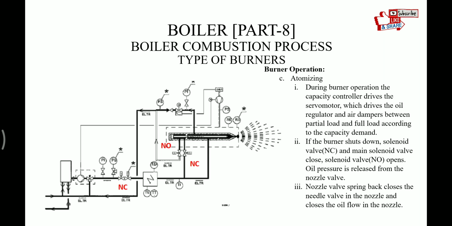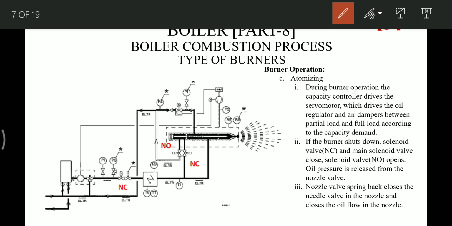If the burner shuts down, the solenoid valve which is normally closed and the main solenoid valve close, this valve and this valve, they both get closed. The solenoid valve which is normally open opens, and this valve gets open. Oil pressure is released from the nozzle valve. The oil pressure which is there gets released when the boiler is shut down. The nozzle valve spring back closes the needle valve in the nozzle and closes the oil flow in the nozzle.